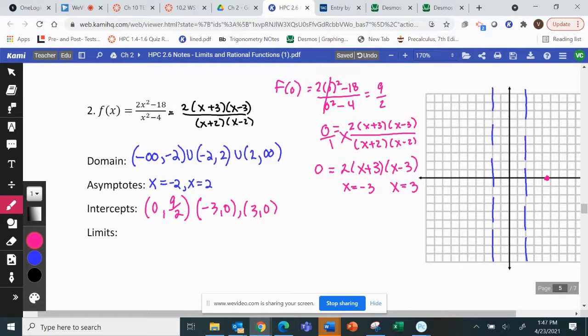Oh, did I put that one on the wrong axis, didn't I? Oopsies. Oh.